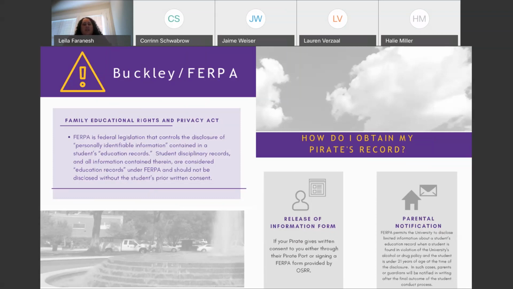if you receive a parental notification. So there is a clause in the Buckley FERPA law that allows us to send a parental notification if a student is found responsible, like I had mentioned before, for alcohol or drugs under the age of 21.